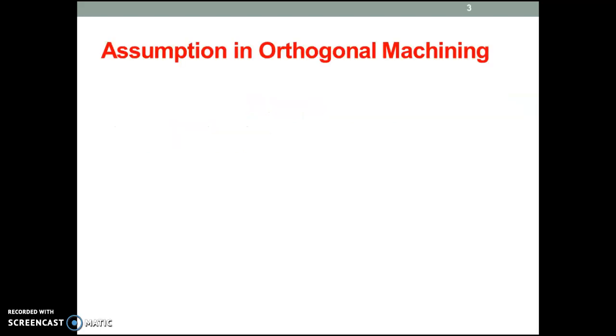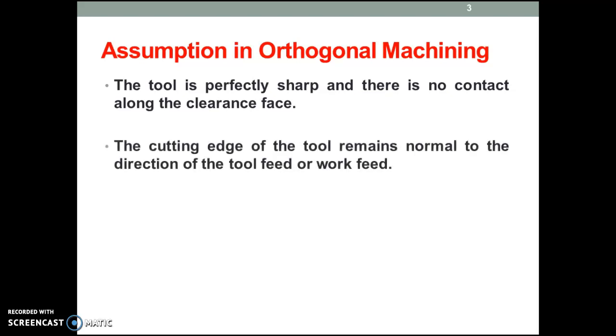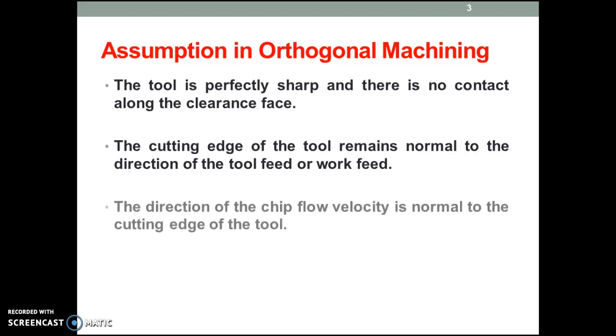Before analysis of anything, you have to assume something. So here the assumptions in orthogonal machining are: first, the tool is perfectly sharp, we assume, and there is no contact along the clearance face. Means during the machining operation, there is always some clearance between the tool and the workpiece. Next, the cutting edge of the tool remains normal to the direction of the tool feed or work feed. Next, the direction of the chip flow velocity is normal to the cutting edge of the tool.